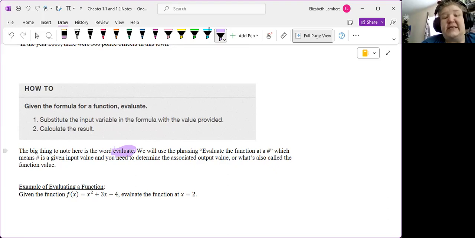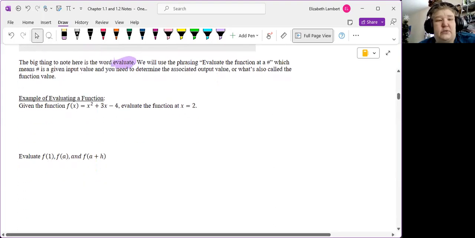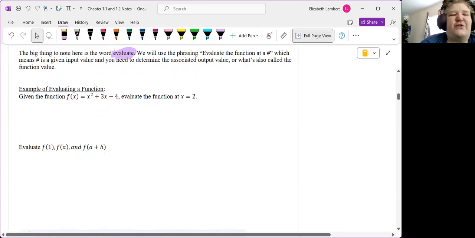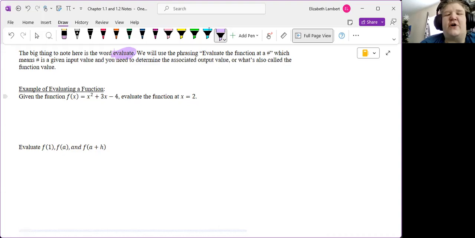So the phrasing is often "evaluate the function at a number." So at 2, at -7, at pi, whatever. But it's telling you whatever it's at, that is our input value. And then we're just going to work and figure out the output value that goes with it. So here's our lovely example, several. The first one, given this function, it tells us evaluate the function at x equals 2.